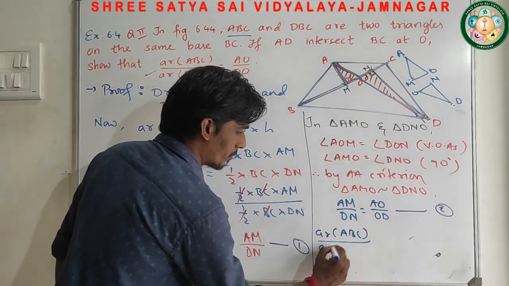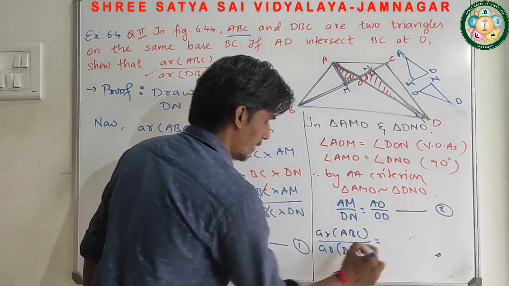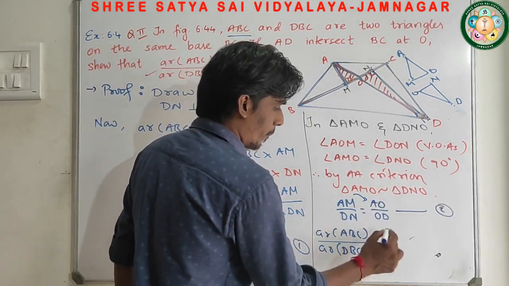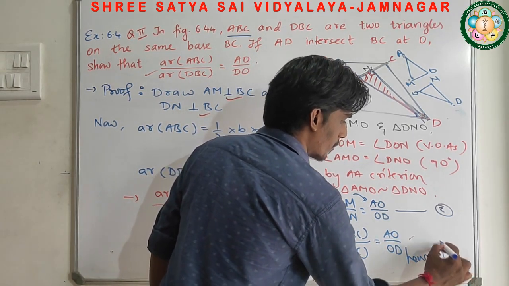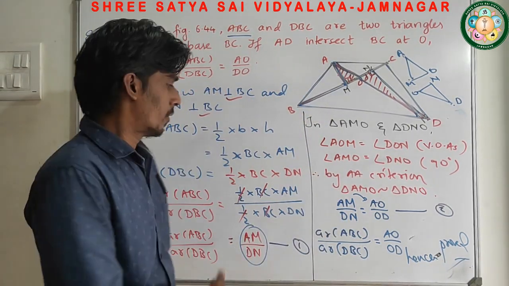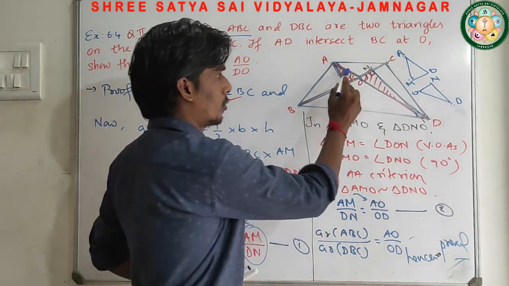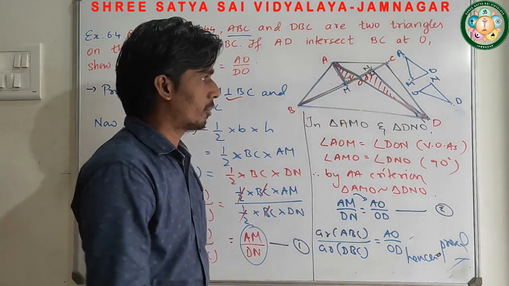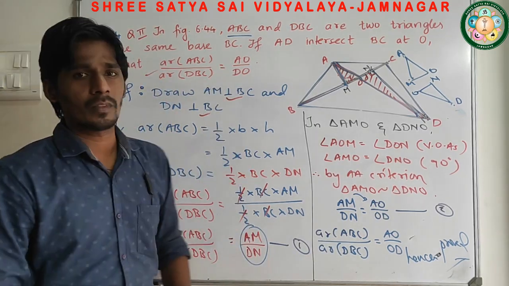So from 1 and 2, write down area of ABC upon area of DBC. Now instead of AM upon DN, this AM upon DN is equal to AO upon OD. Hence proved. So this is the way we can prove. It's basically in two parts. First, take out the ratio of two triangles. Then prove these two smaller triangles similar. So by proving these two triangles similar, we'll get the equal ratio. Then this ratio and this ratio we have to compare. We'll get the required statement.